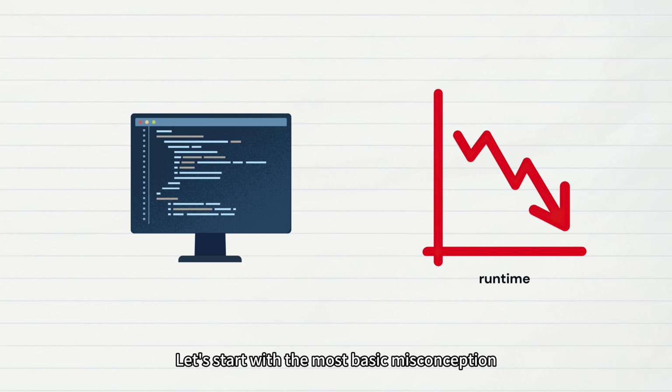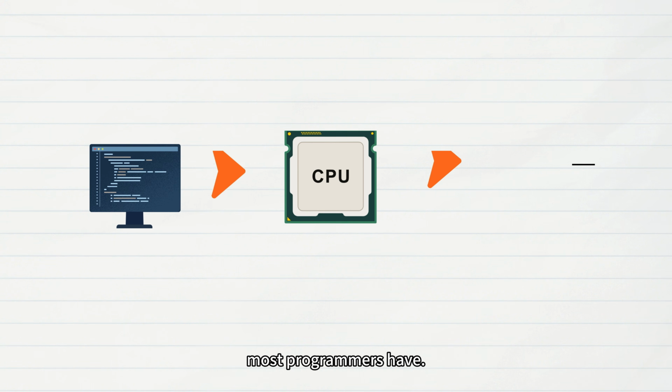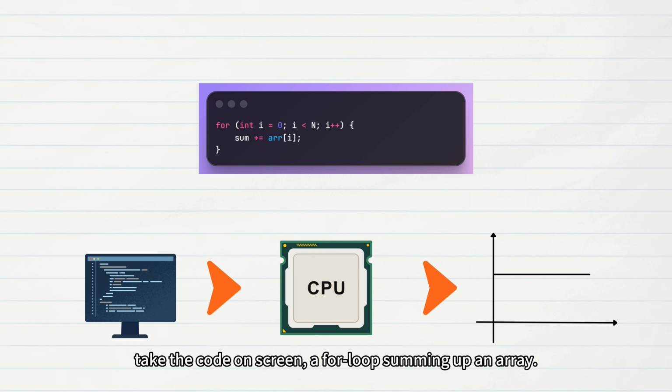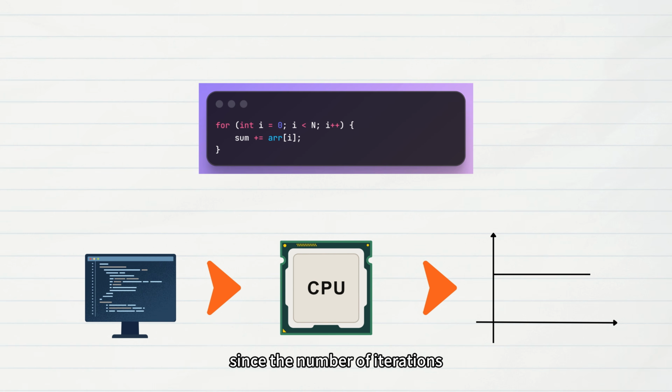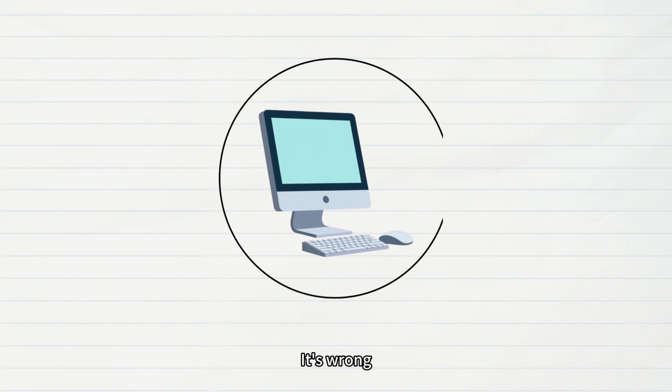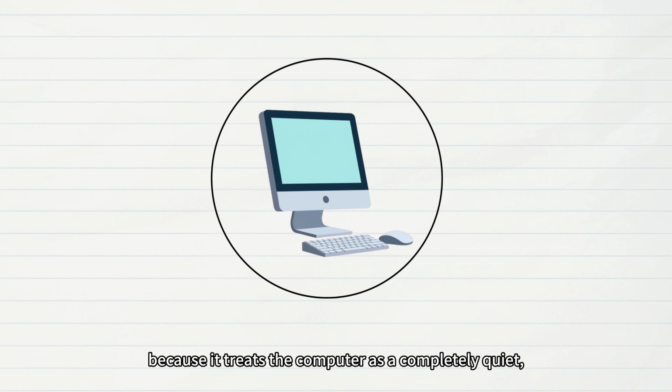Let's start with the most basic misconception. Most programmers have a default mental model of performance, which is pretty simple. You hand the code to the CPU, it executes it, and you get a runtime. For example, take the code on screen, a for loop summing up an array. Many people think that since the number of iterations and the array length are fixed, the runtime should be constant. Where does this model go wrong? It's wrong because it treats the computer as a completely quiet, completely dedicated machine. But in reality, our programs never run in a vacuum.